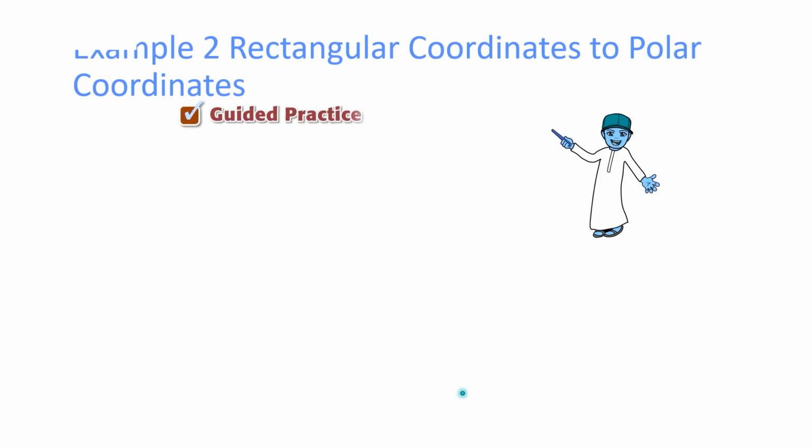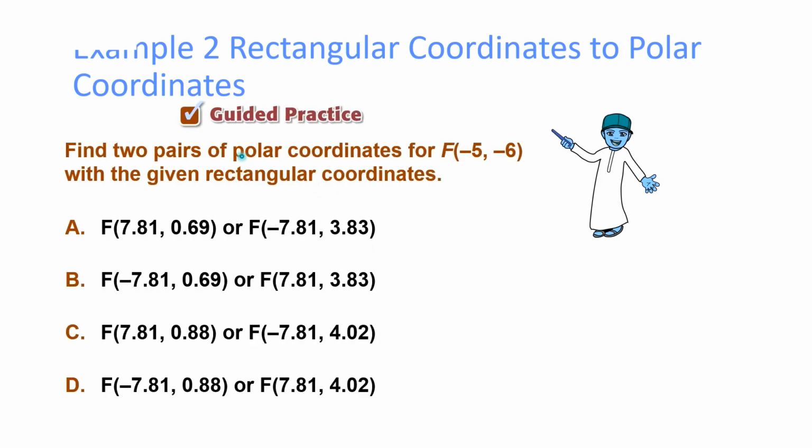Okay, so let us go for the guided practice. Find two pairs of polar coordinates for the point with the given rectangular coordinates -5, -6. Pick the correct option. Once you're done, just have a look at it. So the correct option is D, option D.